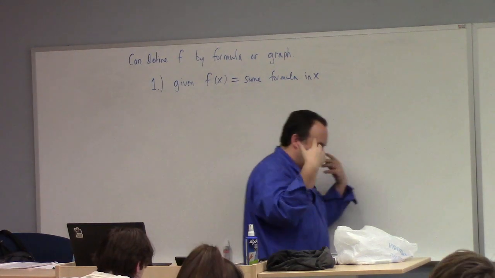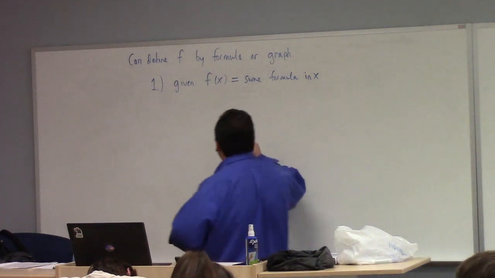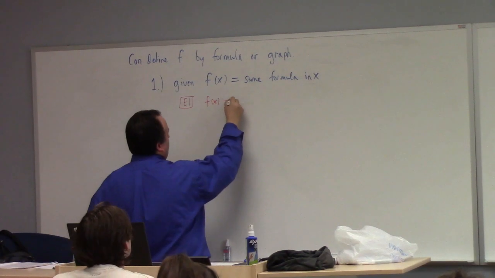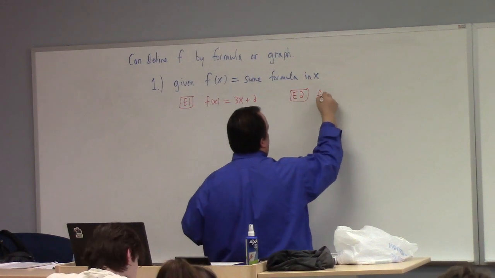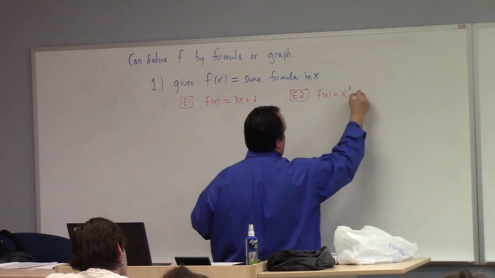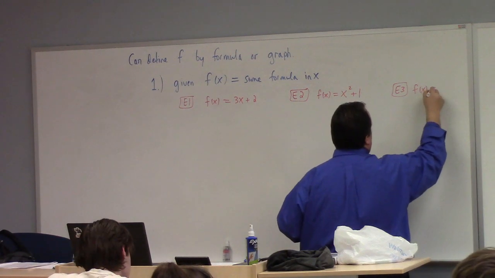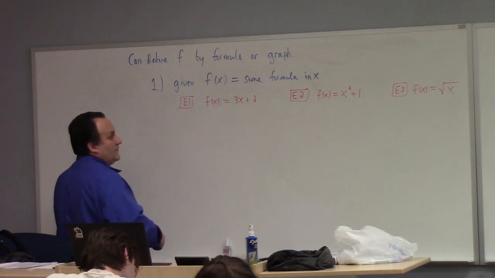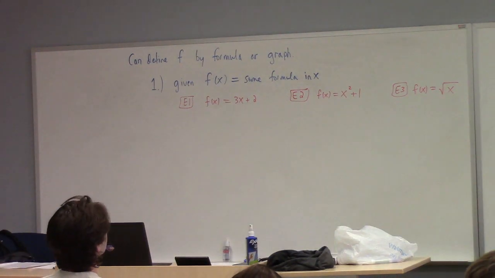So just to further elaborate on that point, let me list a couple of examples before I go on to my next point. Example 1, you could have f of x equal to 3x plus 2. Example 2, you could have f of x equal to x squared plus 1. Example 3, we could have f of x equal to the square root of x. These are formulas.